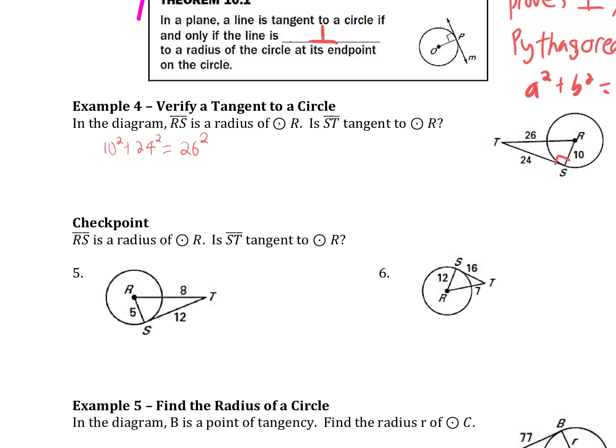All right, so 10 squared is going to be 100. 24 squared is going to be 576. And 26 squared is 676. And 100 plus 576 is going to be 676. Are these numbers equal? They are. So this is going to be yes. And it's a right triangle. It means that it's perpendicular, and ST is tangent.